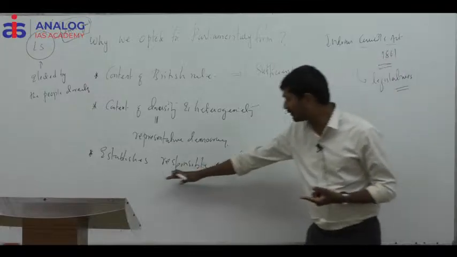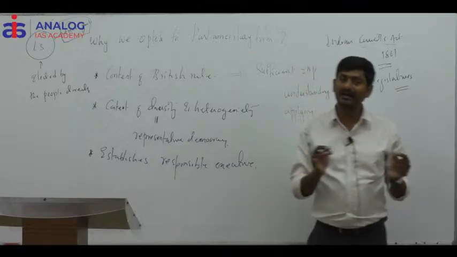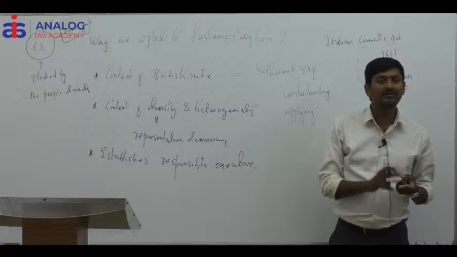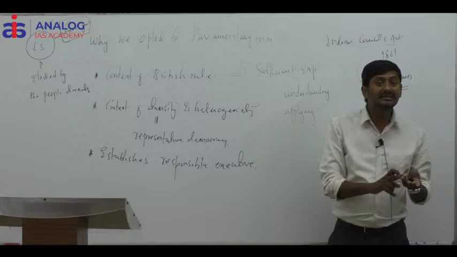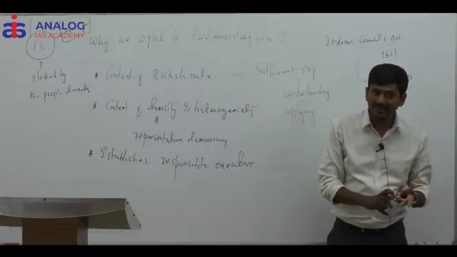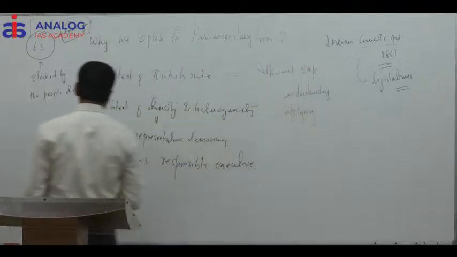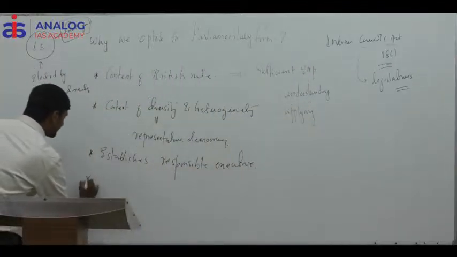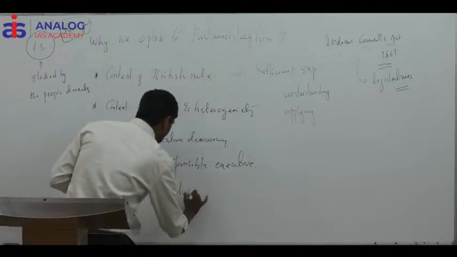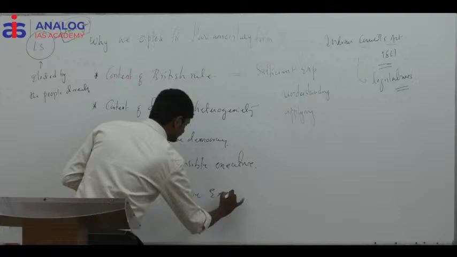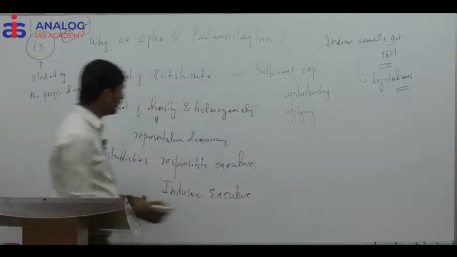So hence we are establishing what? Responsible government. Responsible government means government which is answerable, government which is accountable, and the government can be easily removed. And not only this, it establishes an inclusive executive. What is that? Inclusive executive and plural executive.